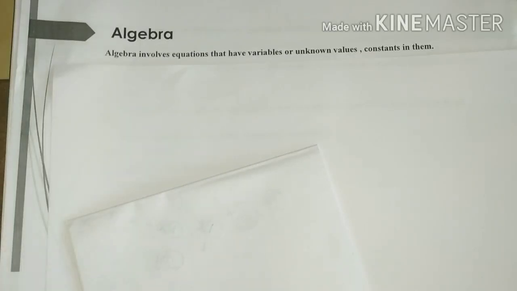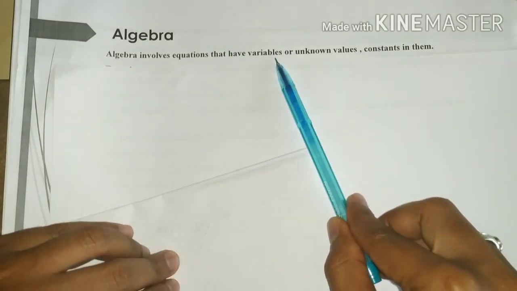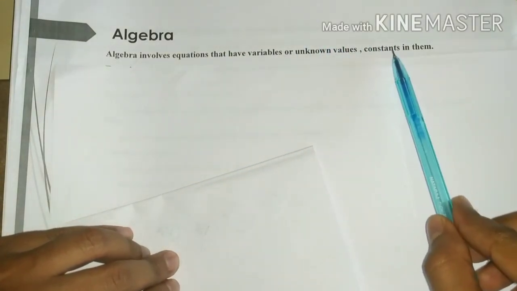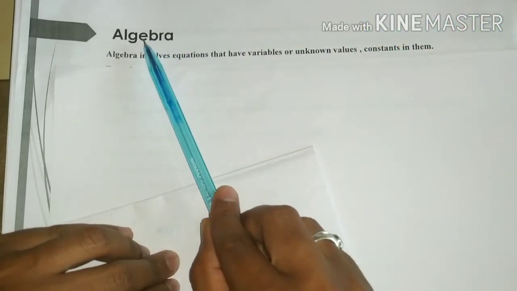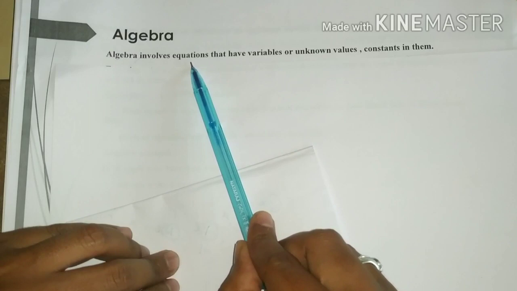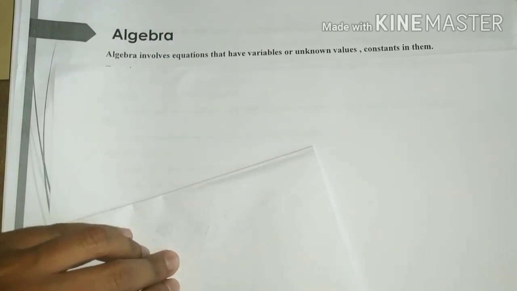Hello everyone. In this class we will discuss algebra. Algebra involves equations that have variables or unknown values and constants in them. Before knowing what is meant by algebra, you should know what is meant by equation.